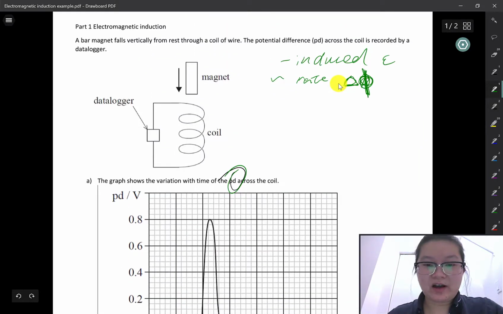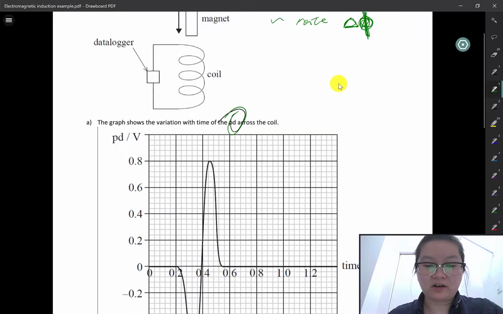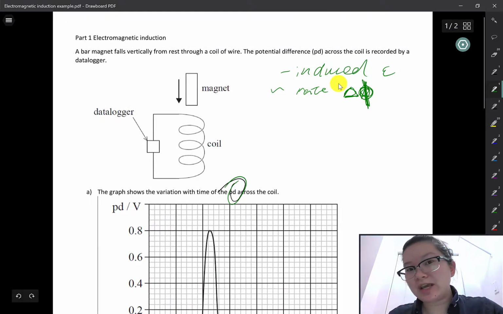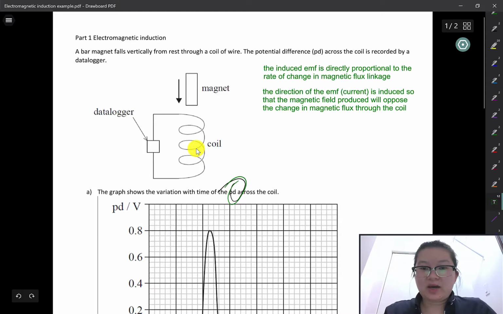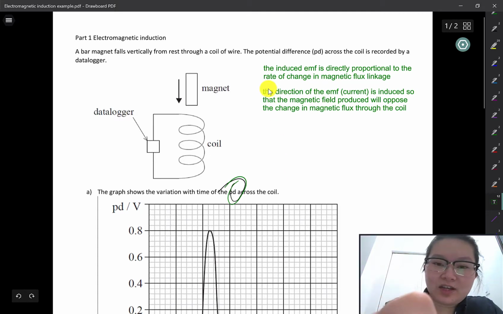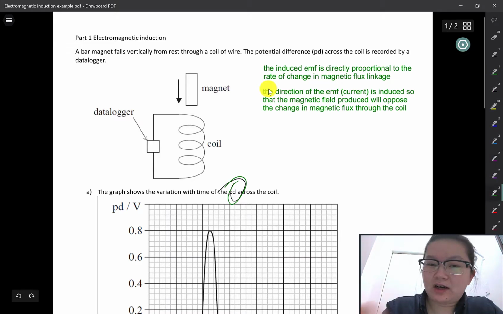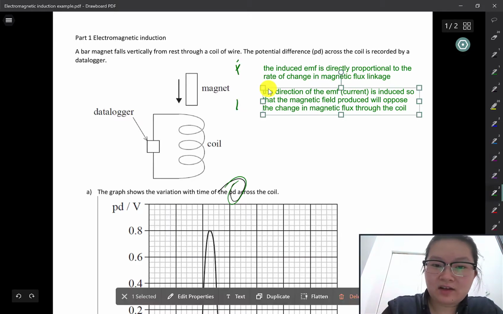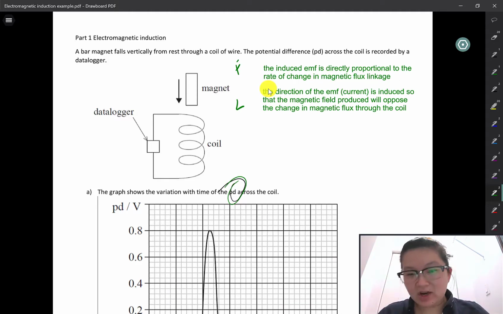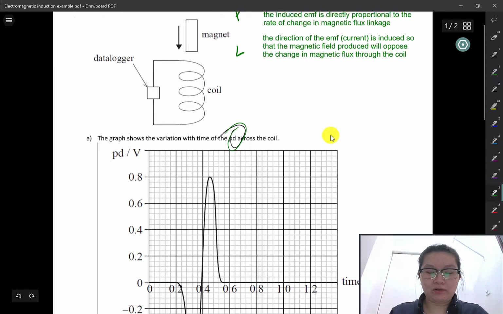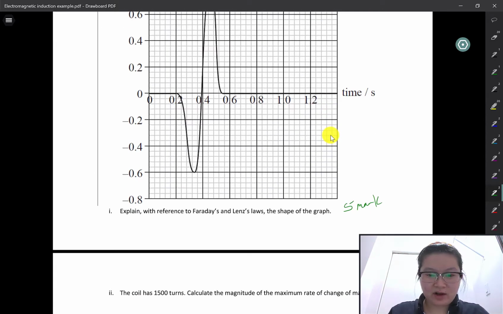Lenz's law talks about how the direction of the current is going to oppose the change in the magnetic flux. So that is basically talking about the direction of the current. I've actually typed both of them out so that you can see, instead of my chicken scratch, the induced EMF is directly proportional to the rate of change in magnetic flux linkage. This is your Faraday's law. This one down here talks about Lenz's law: the direction of EMF is induced so that the magnetic field produced by this current will oppose a change in the magnetic flux through the coil. So we're going to use that to talk about the shape of the graph.